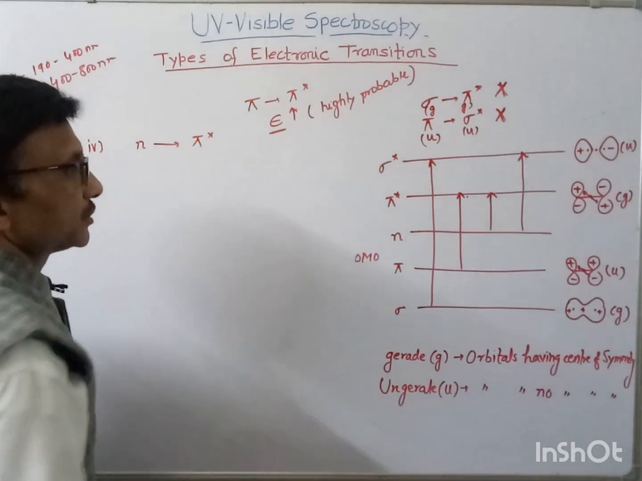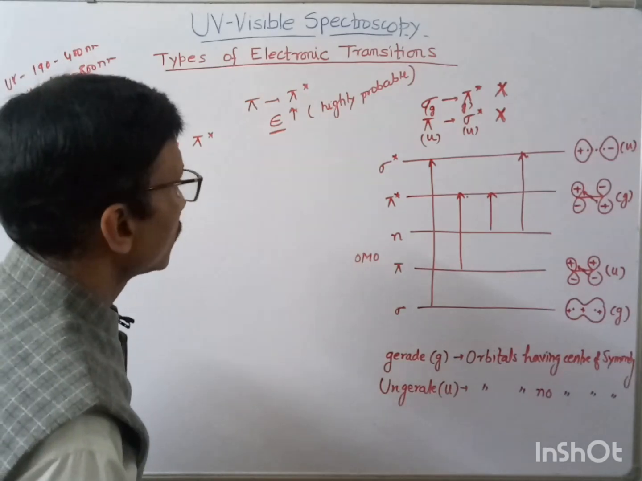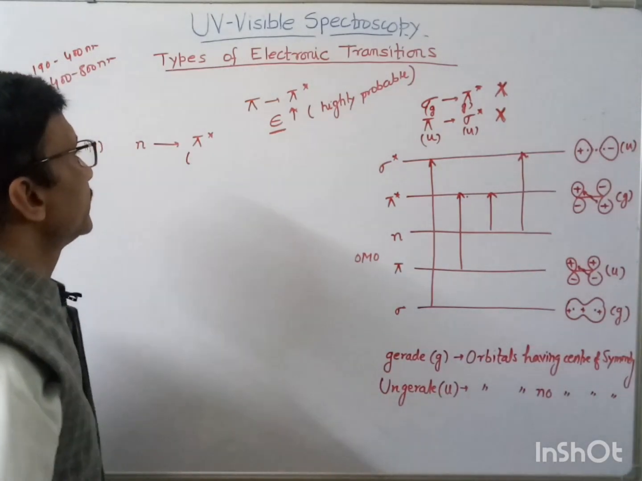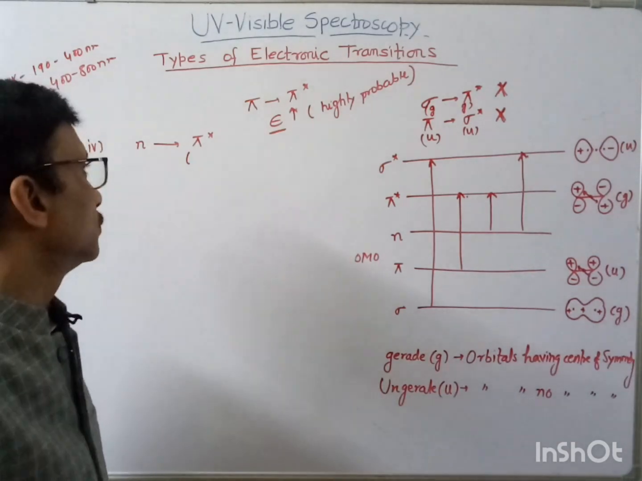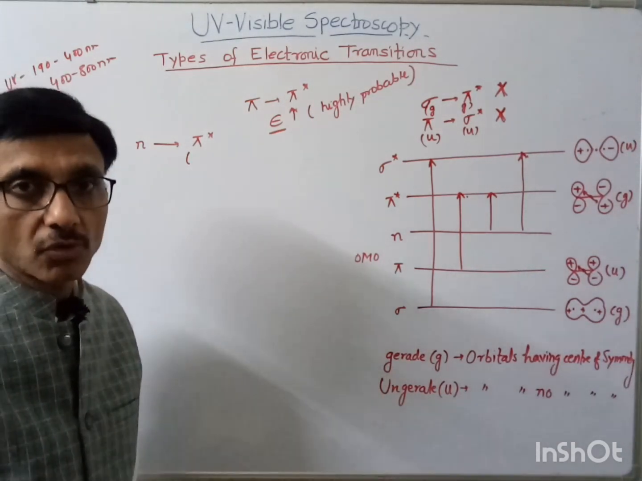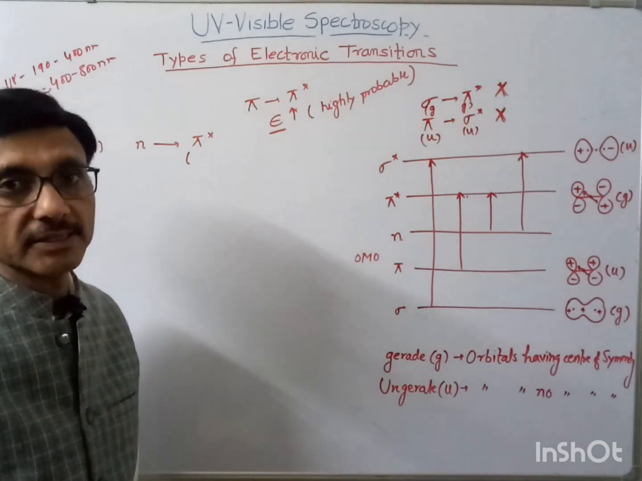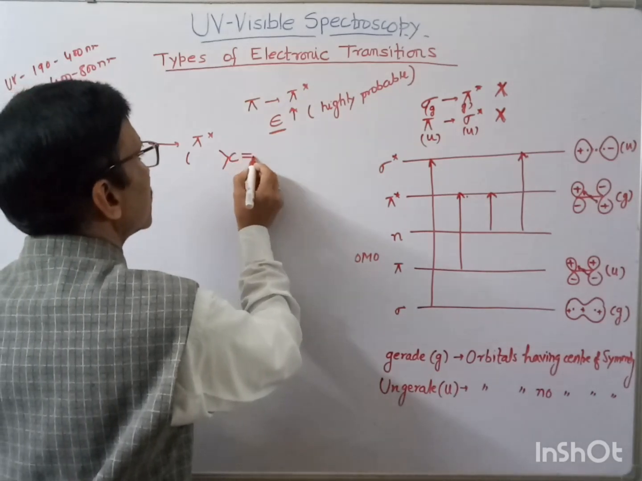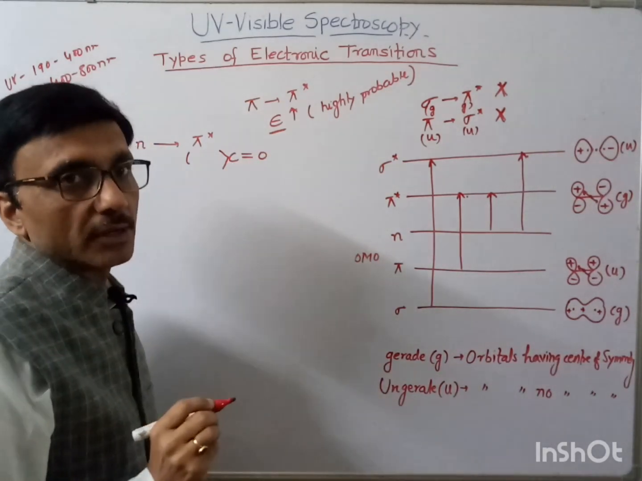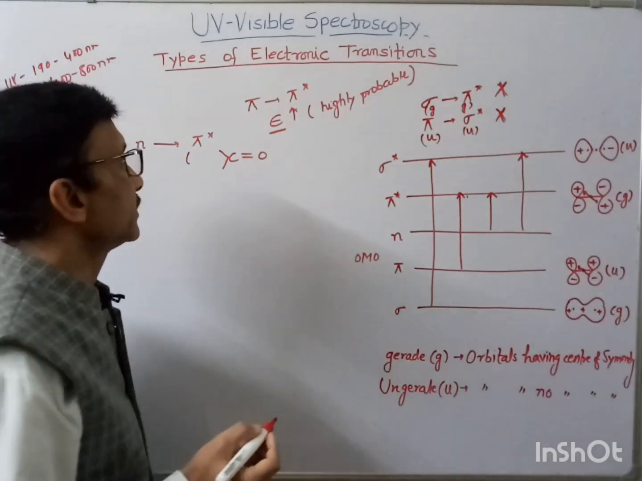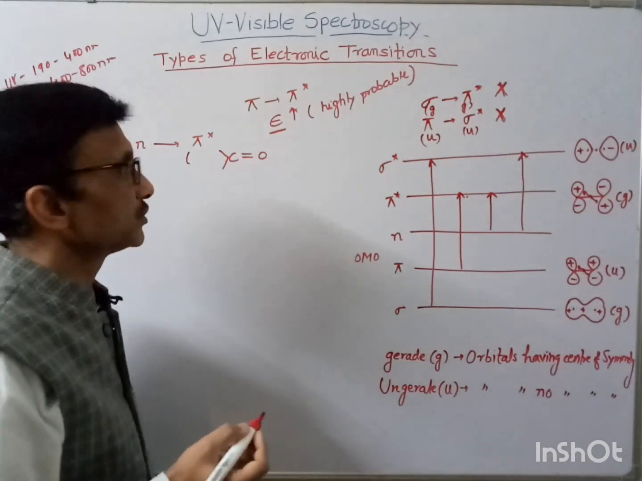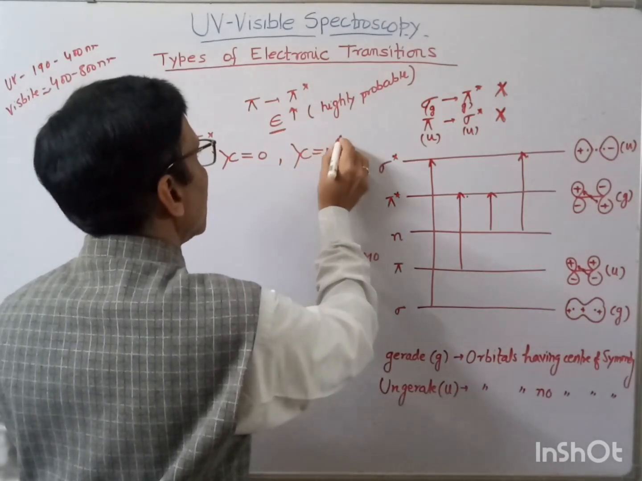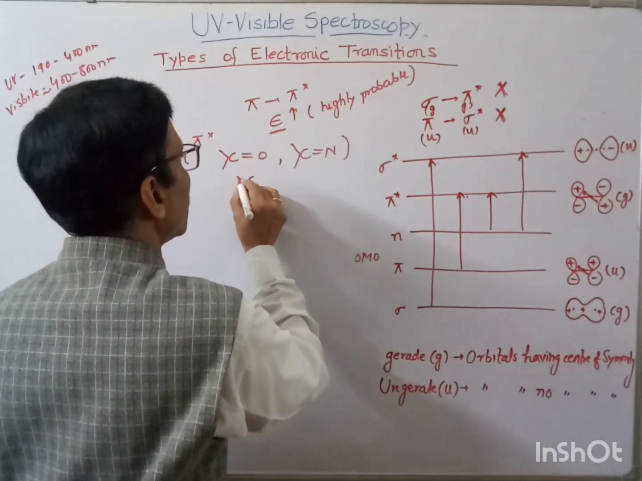N to pi star transition. This transition is possible in molecules having n electrons, or lone pair of electrons, and it should also contain a double bond. For example, in carbonyl, where the carbonyl functional group is present, this transition is very much possible, or C double bond N, or C double bond S.